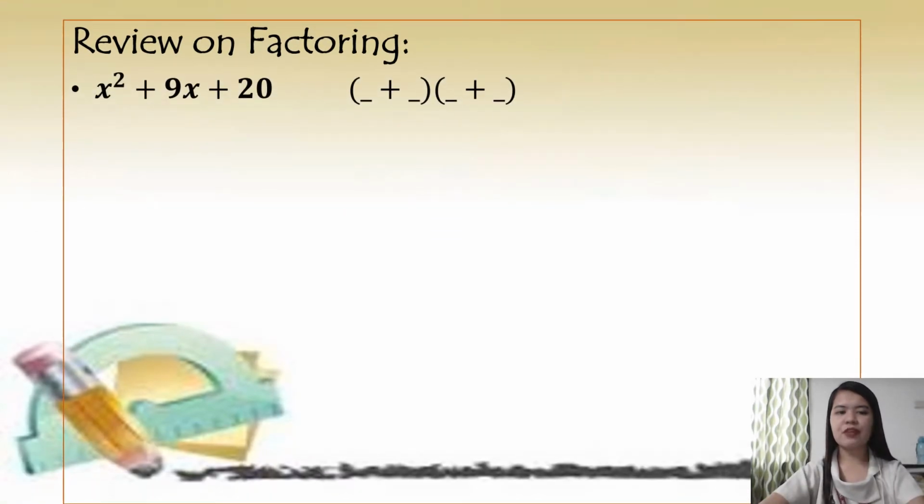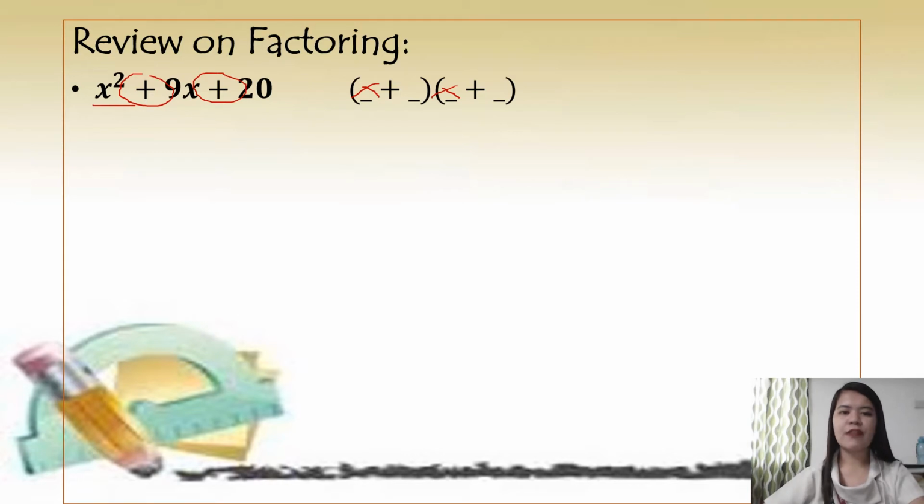Let us have a review on factoring. Get the factors of x squared plus 9x plus 20. The first thing that you should consider here are the signs. We have both positive signs, and for our factors, we will also use both positive signs. Next one, what are the factors of x squared? The factors of x squared are x and x.